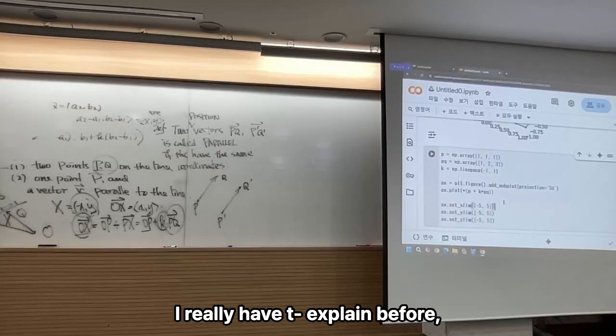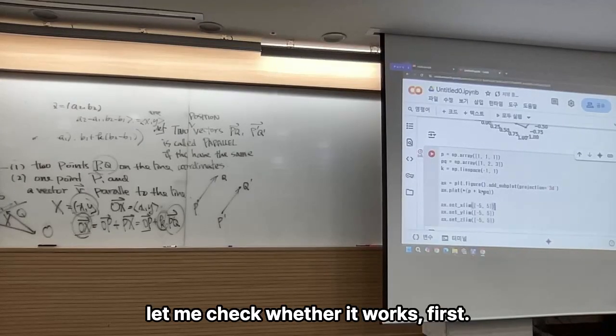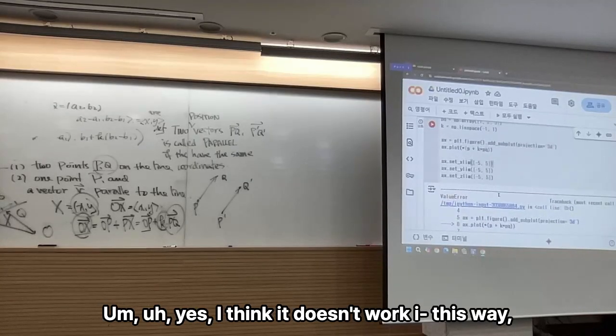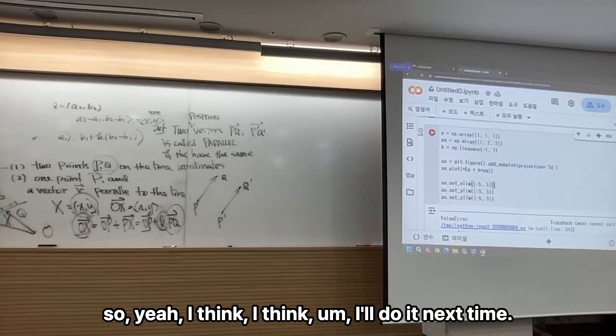So I really have to explain before I move on, but let me check whether it works first. Yes, I think it doesn't work this way. So I think I'll do it next time.